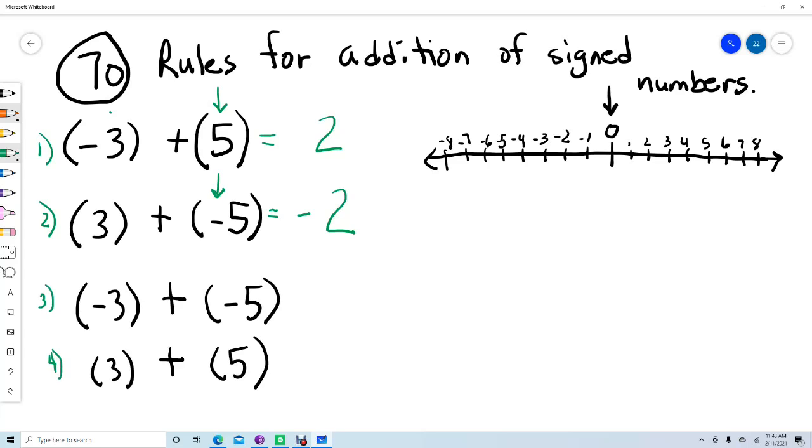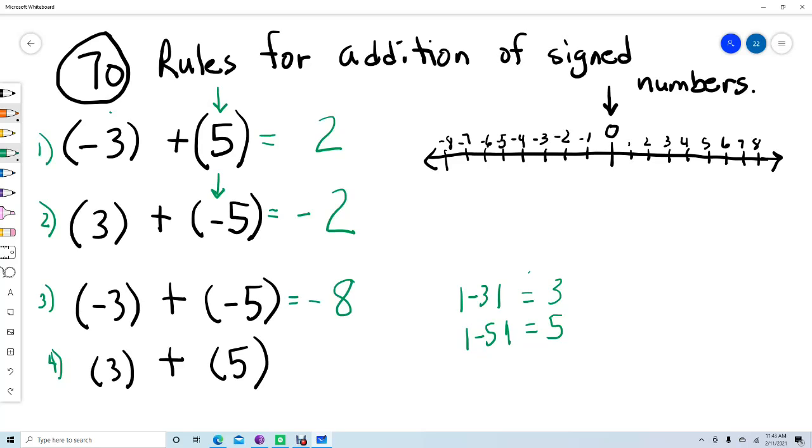When you are adding numbers, such as in examples 3 and 4, whose signs are the same, the answer is the absolute value of the addition of the two numbers. Okay, so what's the absolute value of -3 and -5? The absolute value of -3 is 3. The absolute value of -5 is 5. So the answer when you're adding numbers whose signs are the same is the absolute value of the addition of the two numbers as well as the sign of the two numbers.